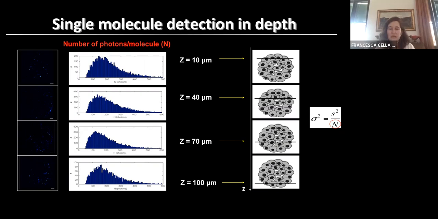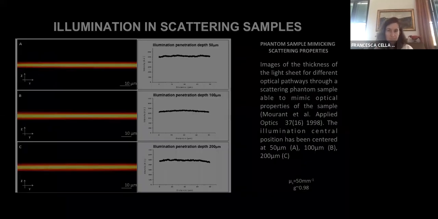But this is not the case, because if we look at the number of photons per molecule at the different depths, 10, 40, 70, 100 microns, we can see that they are still in the same range. So there is no loss within the mammary cell spheroid, and we can consider that we have a localization precision that is depth independent.